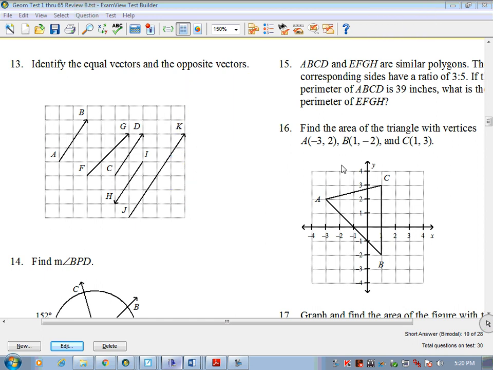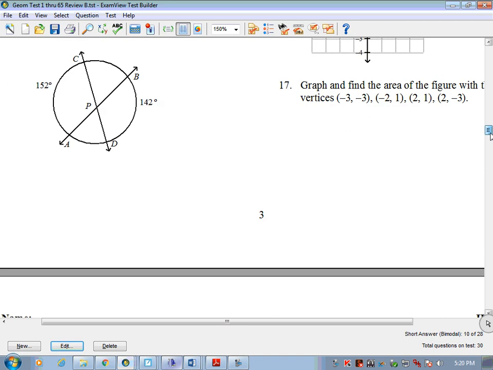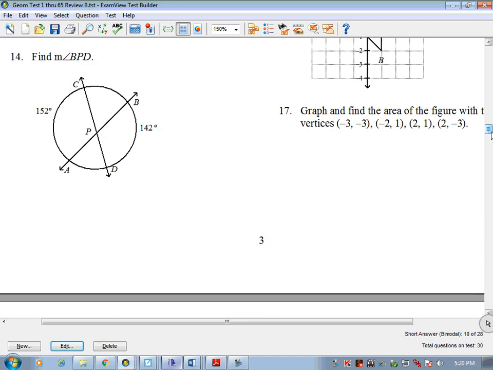Okay, but the work I want to see there is I want you to tell me what is the vector notation for each and every one of those. Then you can prove to me what is opposite and what is equal.